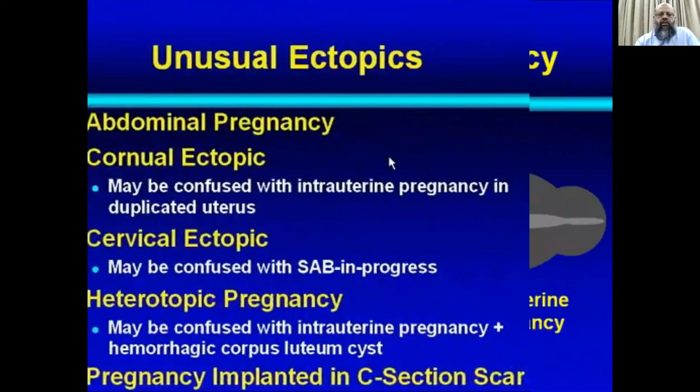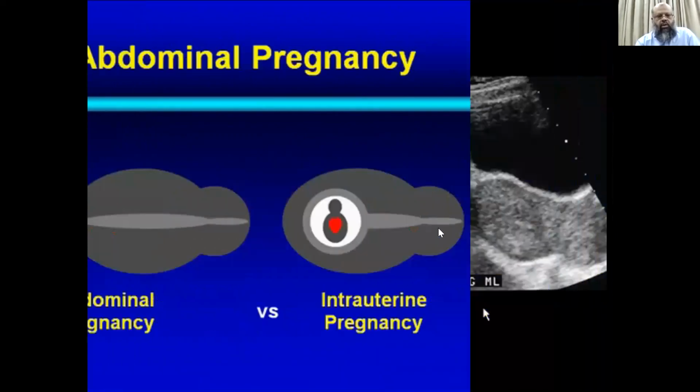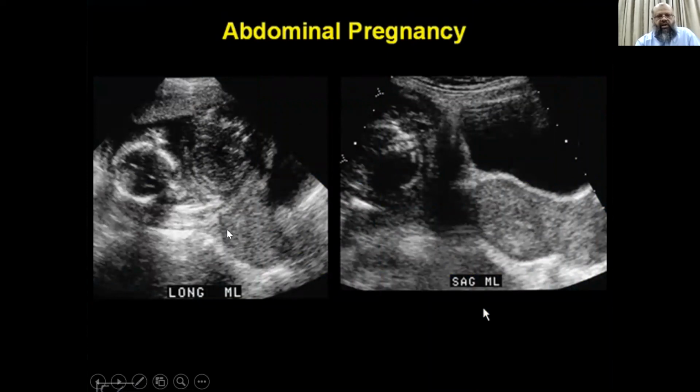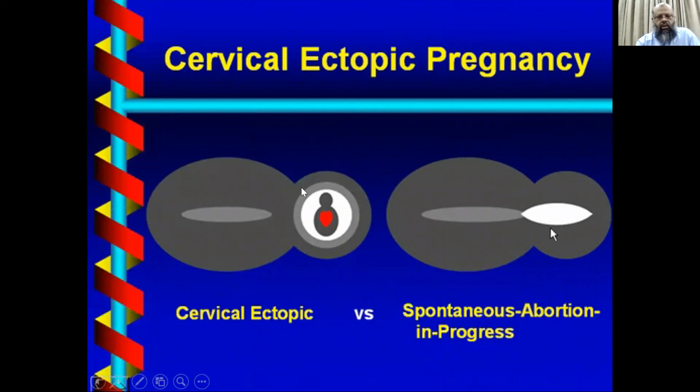There is a diagrammatic explanation for abdominal pregnancy. The uterus is empty. This is versus intrauterine pregnancy, in which it is within the uterus. Here is abdominal pregnancy. The uterus is empty and the fetus is present in the abdomen. Cervical ectopic. This is cervical ectopic and spontaneous abortion in progress. This is the cervix and the endometrium.